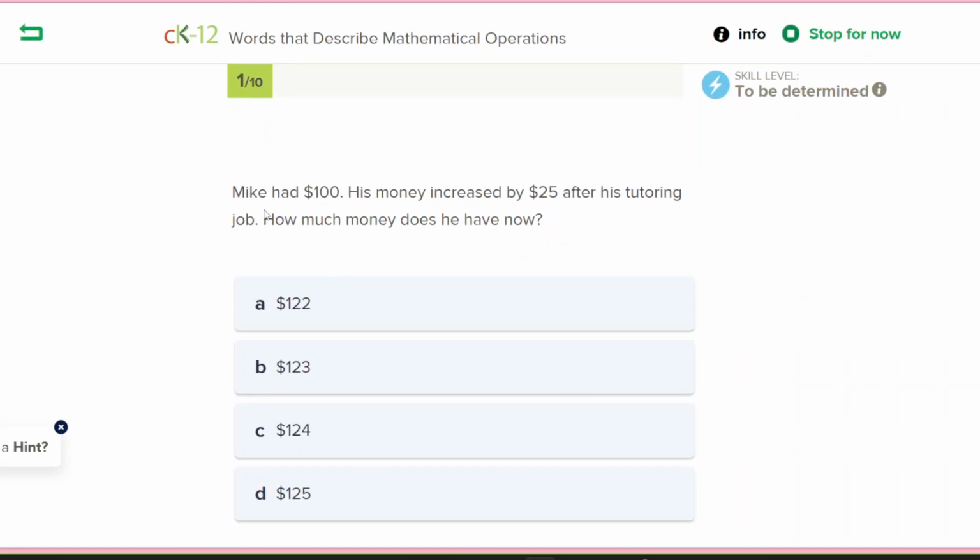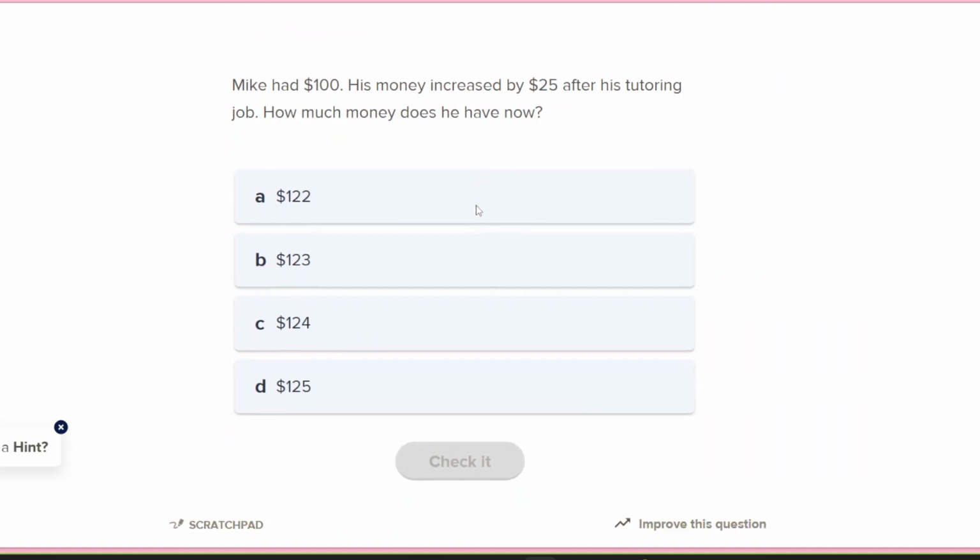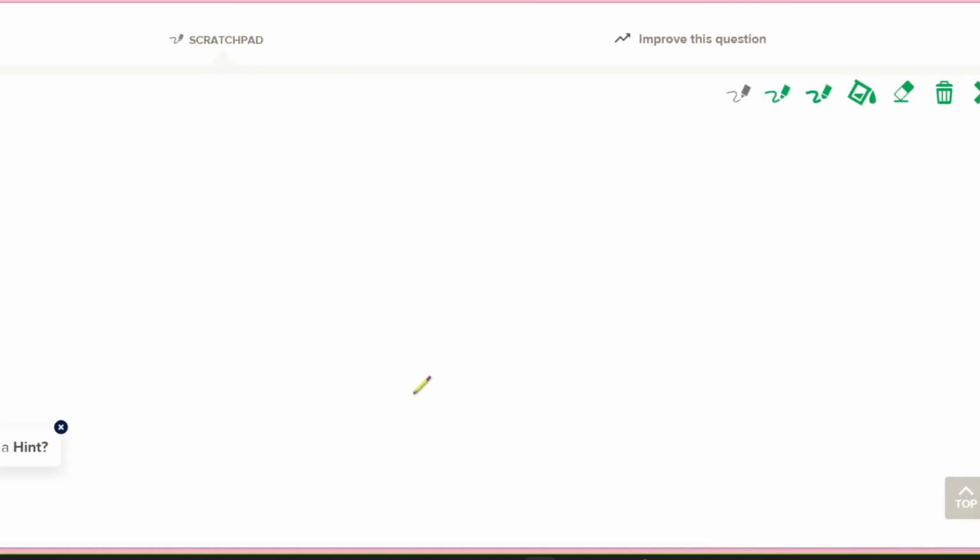All right, so here's another little couple sentences word problem here. So Mike had $100. His money is increased by $25 after his tutoring job. How much money does he have now? All right, so once again, this is about words that describe operations. When I saw miles per hour in the last one, that implied division, and to cancel the hours units, I would have to multiply, right? Here, the key word is increased by.